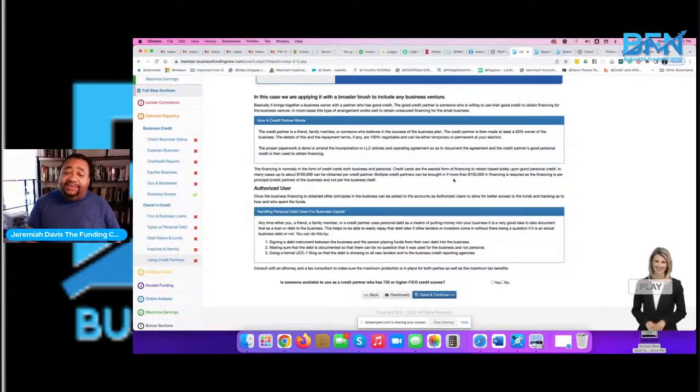Now, if the business has assets, well, anything can be assets. Cash flow is an asset, while property is an asset. Equipment is an asset. Retirement funds are an asset. Anything that is of value, the business can use as collateral.